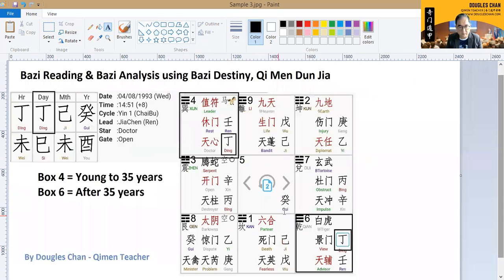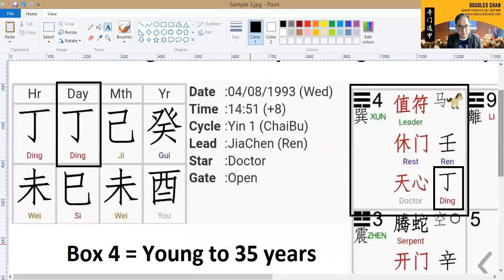Let's focus on box number 6 itself. Box number 6, let's zoom in.